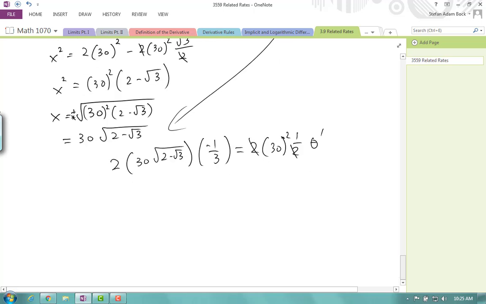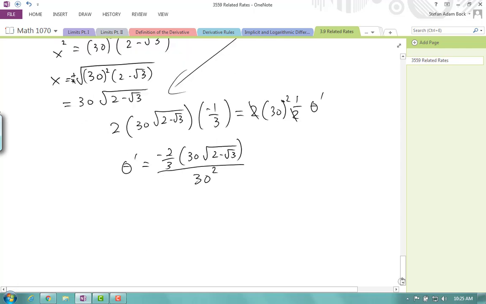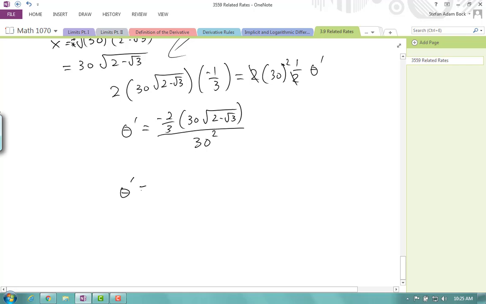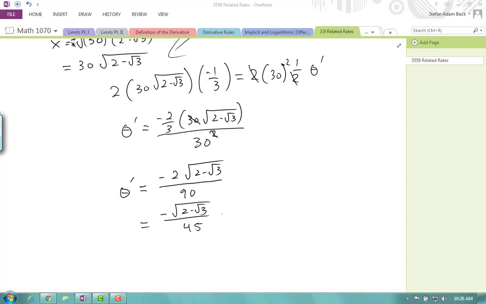So solving for theta prime, I get negative 2/3 times 30 square root of 2 minus root 3, all divided by 30 squared. Or if I simplify it a little bit more, theta prime is equal to negative 2 root 2 minus root 3 all over 90. Or even further, negative root 2 minus root 3 over 45. And that is radians per second.